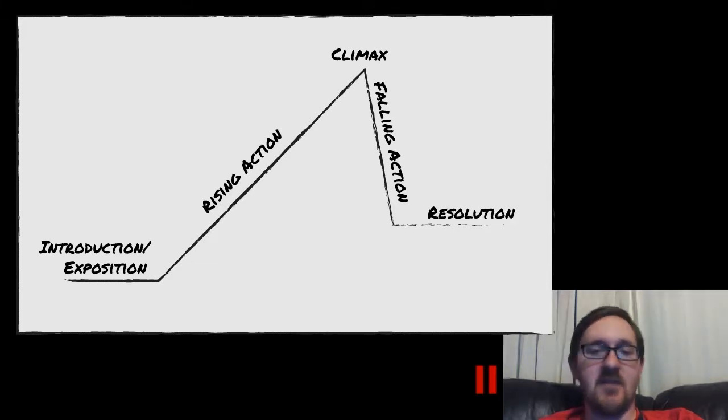The introduction or the exposition is just there to introduce you to the characters, the plot, exactly what's the situation that is going on. Who is the main character, and what is it that they want?